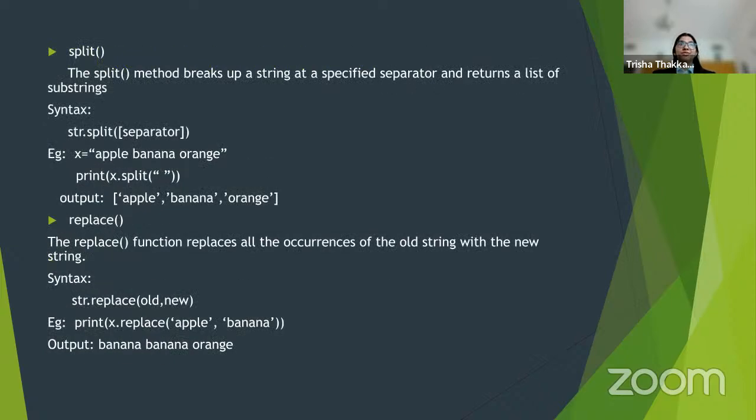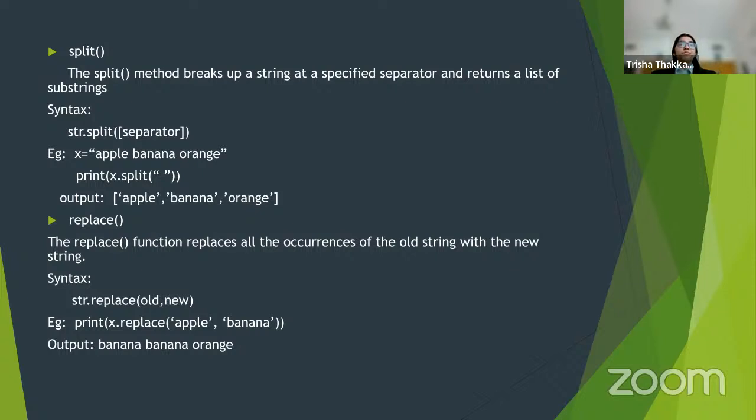The split function. The split function breaks up a string at a specified separator, and it returns a list of substrings. The syntax for this is string.split, and the separator is written in brackets. So if our string over here is apple, banana, orange, and we print x.split with space, it gives us a list of the separate substrings, which is separated by commas.